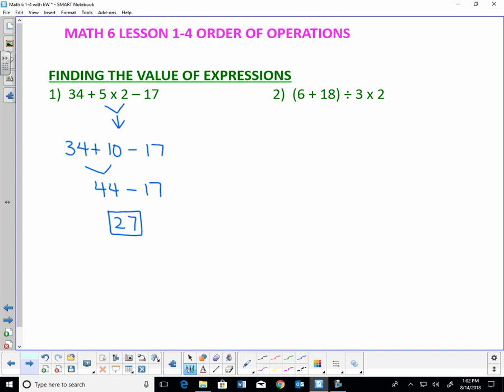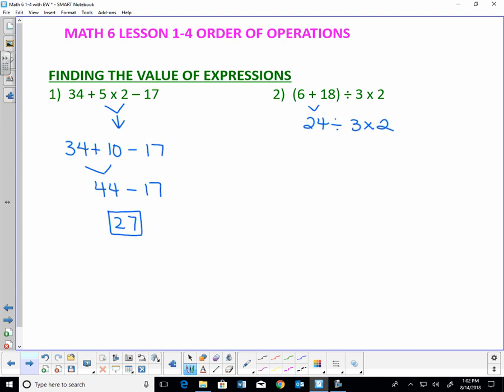6 plus 18 in parentheses divided by 3 times 2. So, parentheses, yes, we have some, so we need to do 18 plus 6 first. 18 plus 6 is 24. So I'm going to do that first, divided by 3 times 2. Now, most students would be inclined to say, oh, 3 times 2 is 6, I'm going to do 24 divided by 6. No, that would be incorrect.